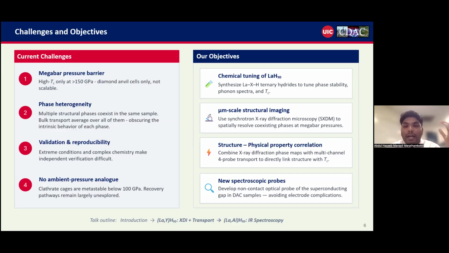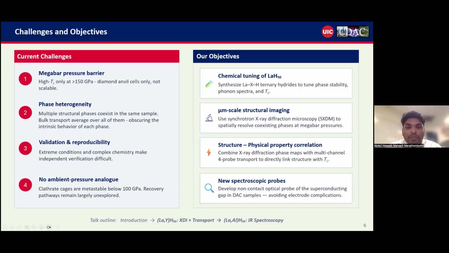Bulk transport measurements average over all of them, so you can't tell which phase is driving which transition. And the third, validation and reproducibility. Extreme conditions and complex chemistry make independent verification genuinely difficult. The field has faced serious scrutiny on this front.